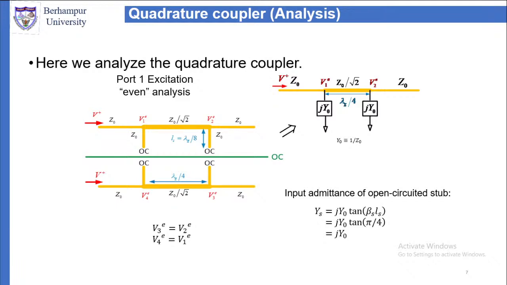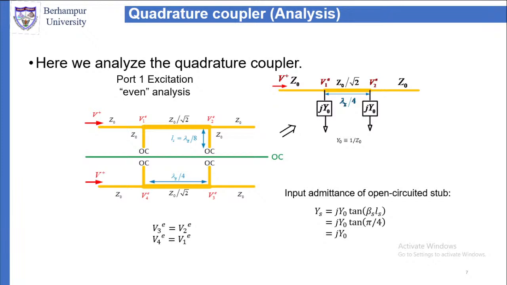The lines which are connected to port 1 from the left-hand side and from the open circuit or plane of symmetry, their characteristic impedances are Z0. The line between port 1 and port 2 has characteristic impedance Z0 by root 2. Then at port 2, the line going out of port 2 and the line going towards the POS both have characteristic impedance Z0. Similarly at port 3 and port 4.